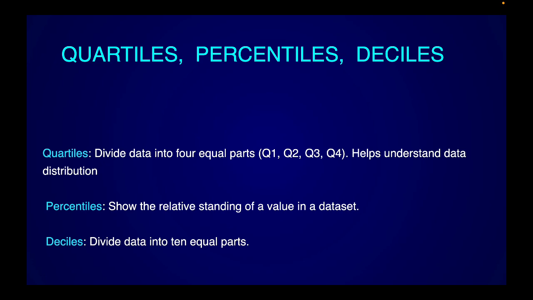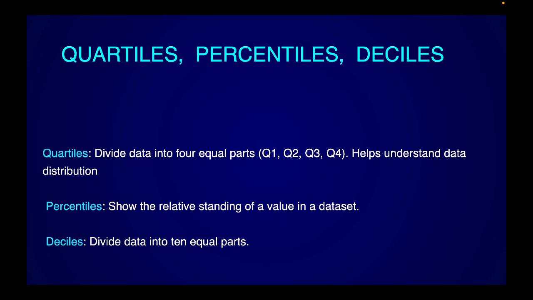Now percentile. Percentile shows the relative standing of a value in a dataset. For example, if your test score is in the 90th percentile, it means you scored better than 90% of the students. Percentiles are widely used in exams, medical tests, and statistical analysis. For example, if in an entrance exam your percentile rank is 80, then 80% of the candidates scored below you. Like that also it helps us make results faster, right?